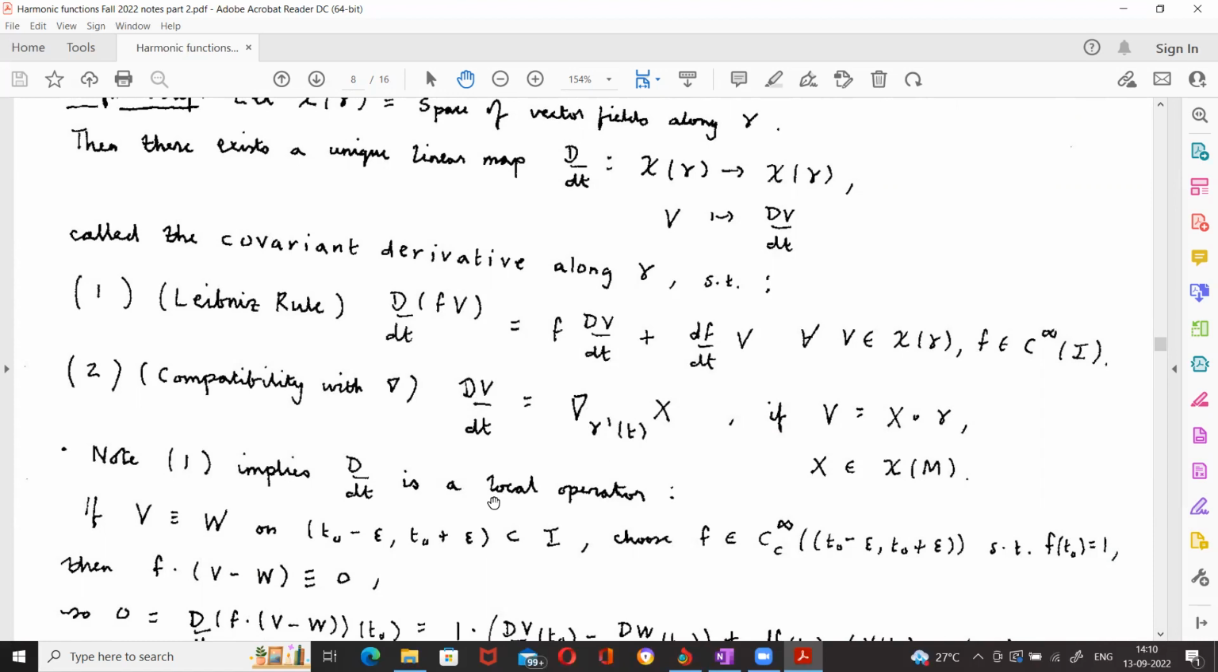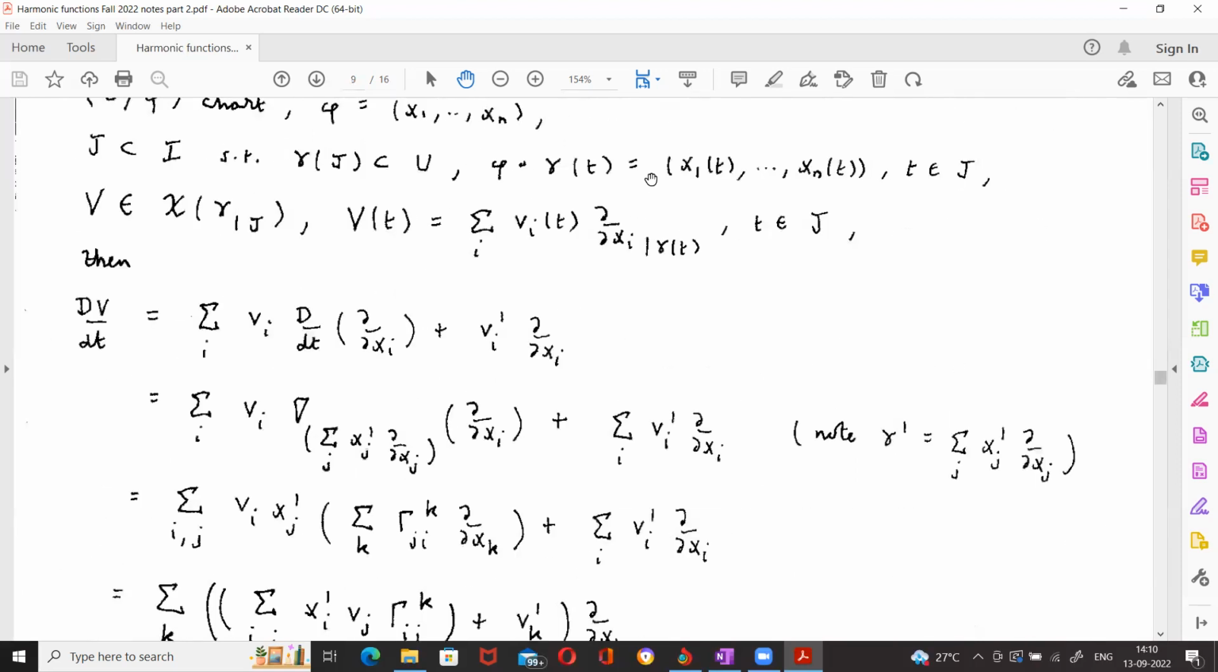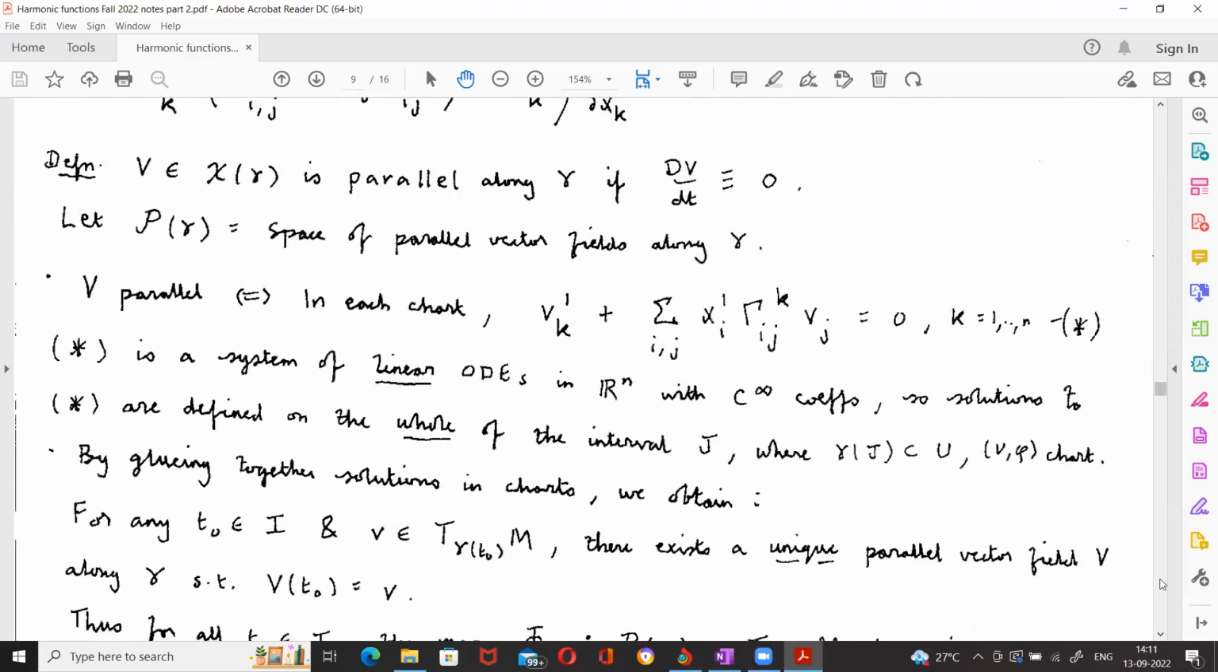And again, the Leibniz rule meant that you could localize this covariant derivative. So this covariant derivative DV/dt only depends on the germ of V near a point t. Okay. And then we computed an expression for this covariant derivative.